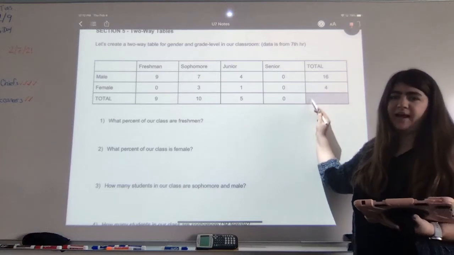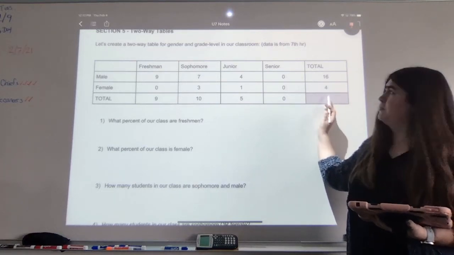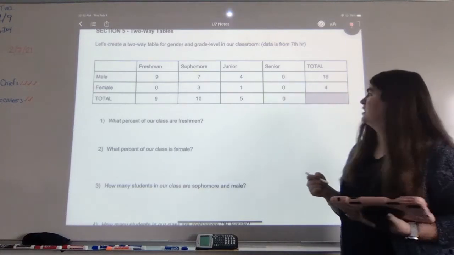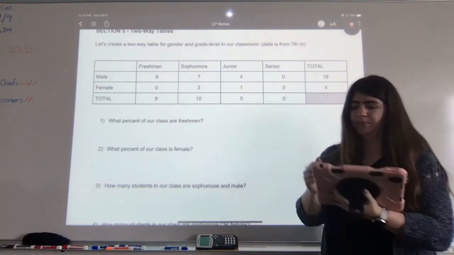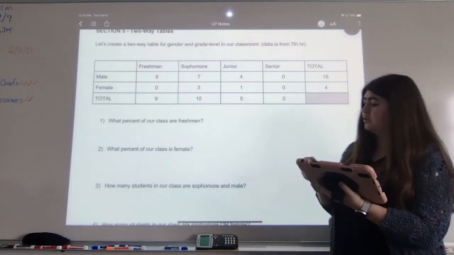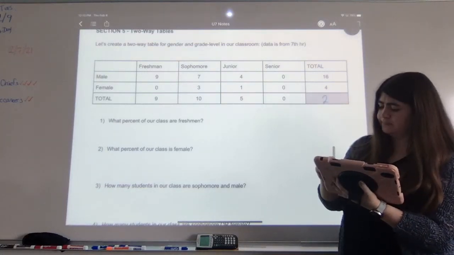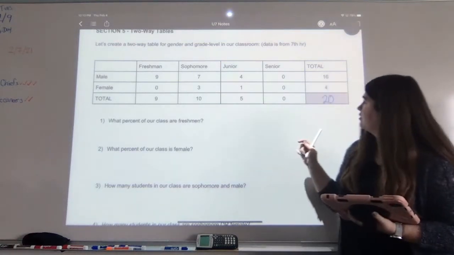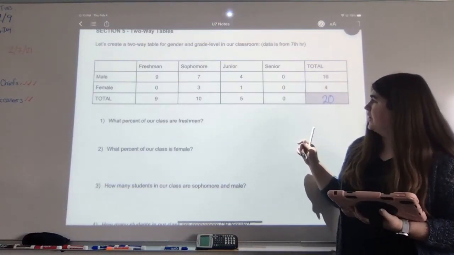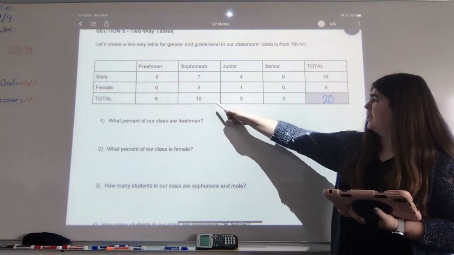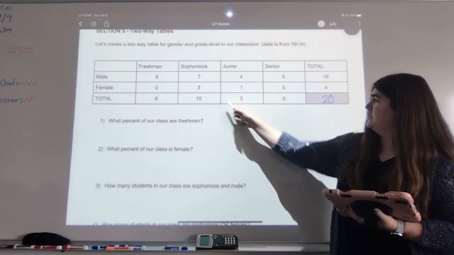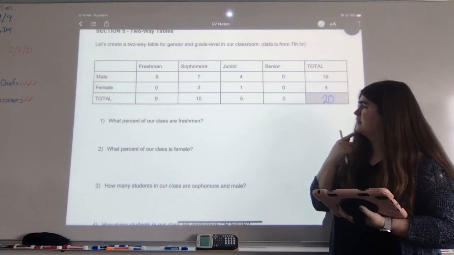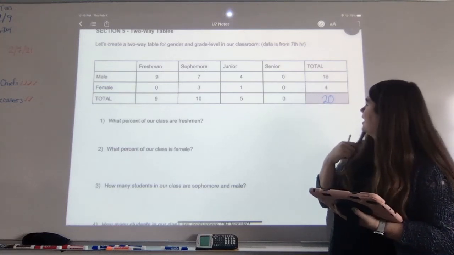And then this last box, where you have the total of both the top and the side, we actually have to fill in there, and it should be equal. So if we add 16 plus 4, that gives me 20. And if I add these things, it should also be equal to 20. So I have 9 plus 10, which is 19, plus 5 is 24, which is not 20.